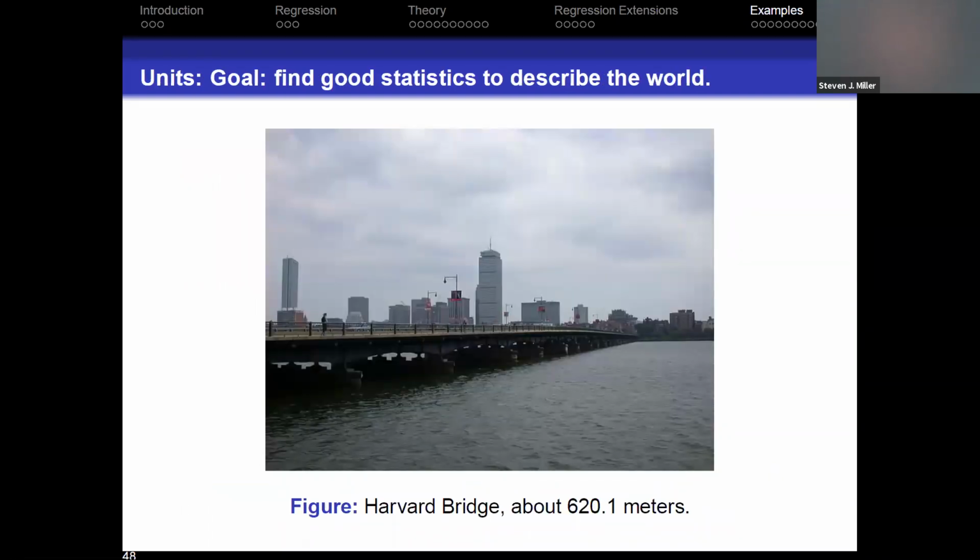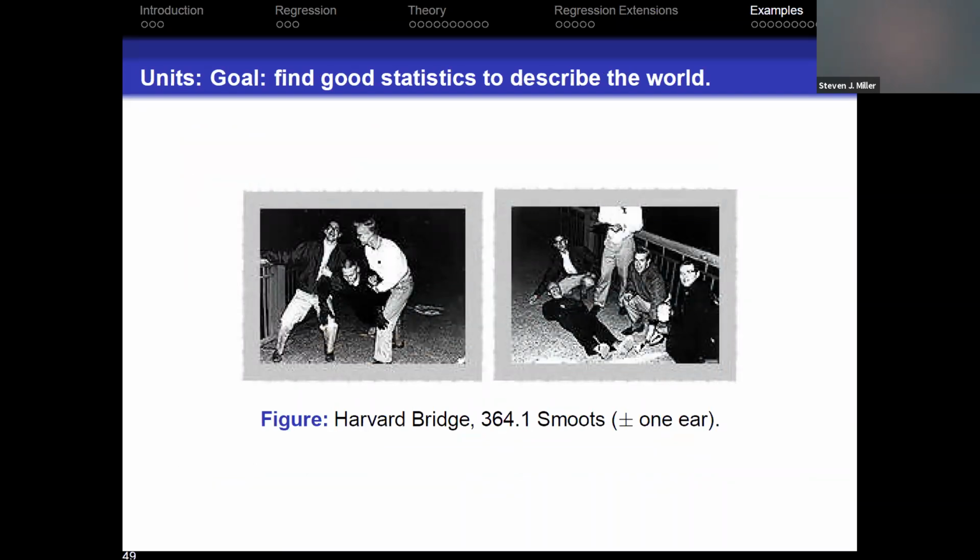To end with some interesting, fun tidbits about units: this is the Harvard Bridge. It's about 620.1 meters. Many years ago, a fraternity at MIT decided they wanted to measure how long the bridge was, but not in standard units, rather in smoots. Smoot, shown here lying down, was a pledge to one of the fraternities at MIT. They picked him up and marked where his head was, then picked him up again, marked where the next head was, and marched down the bridge, measuring how long it was. They got 364.1 smoots plus or minus an ear. I love the error and the uncertainty there.